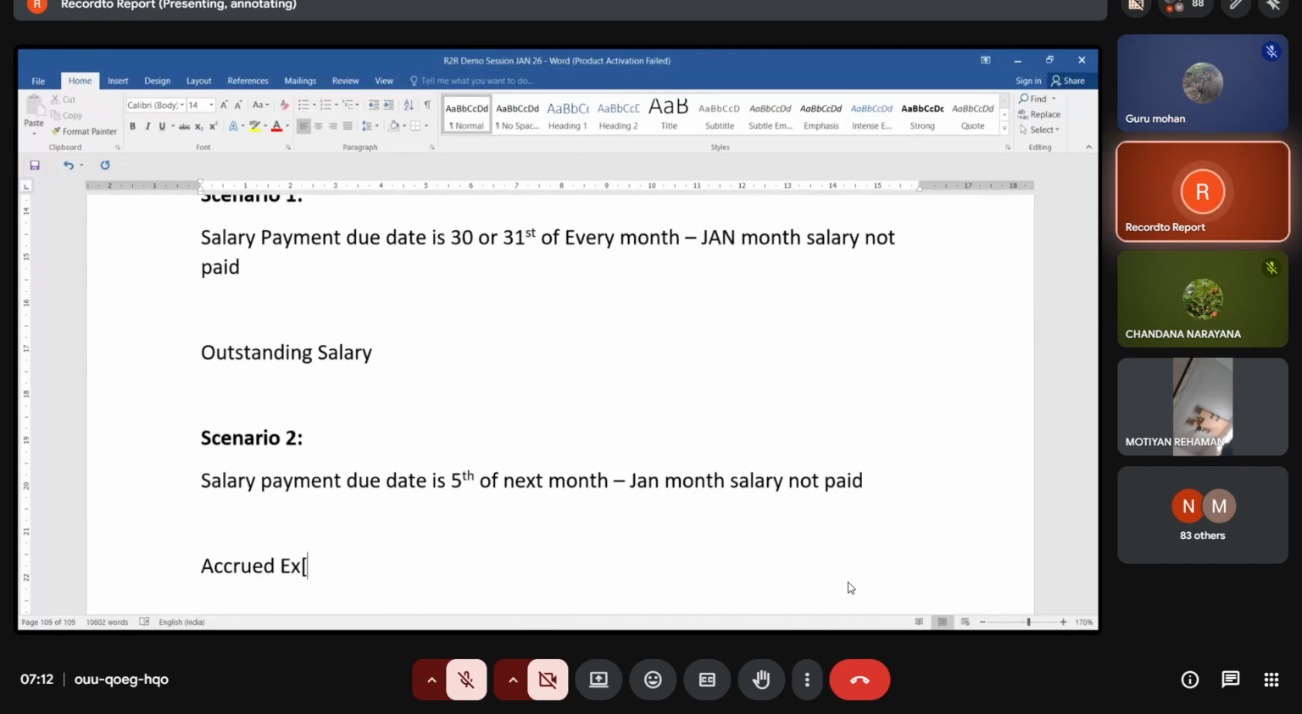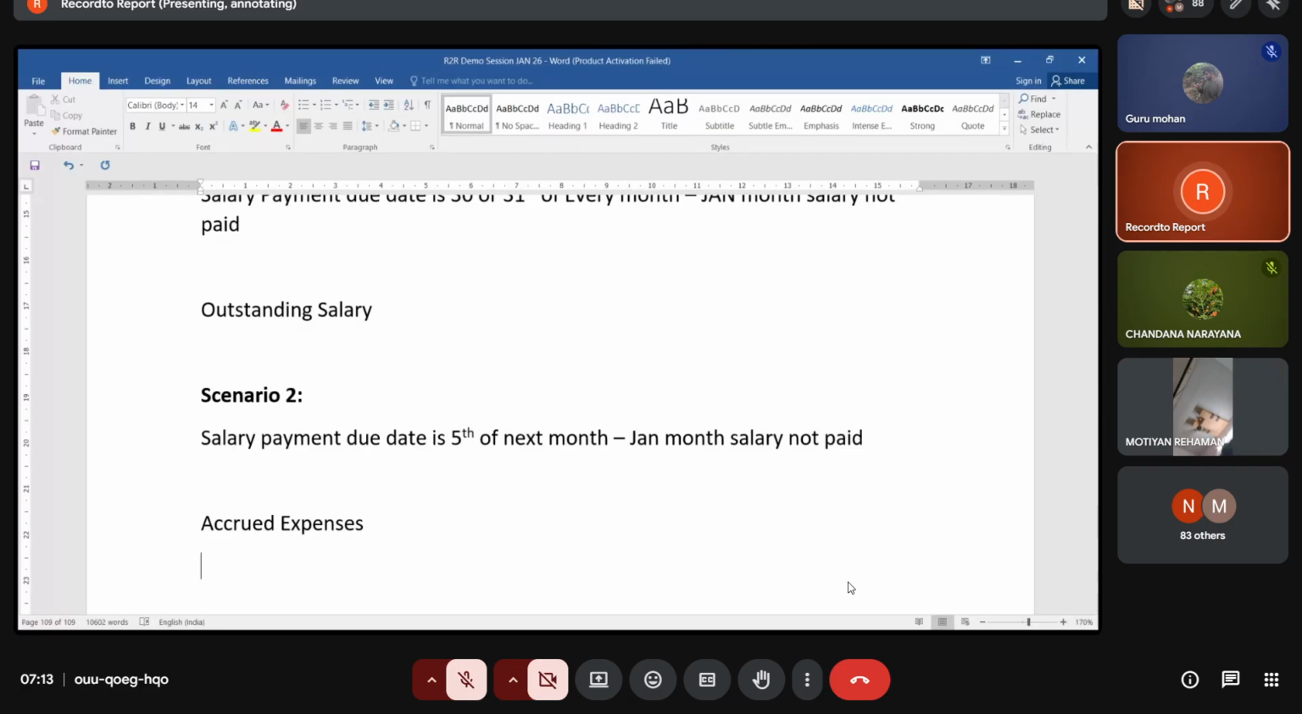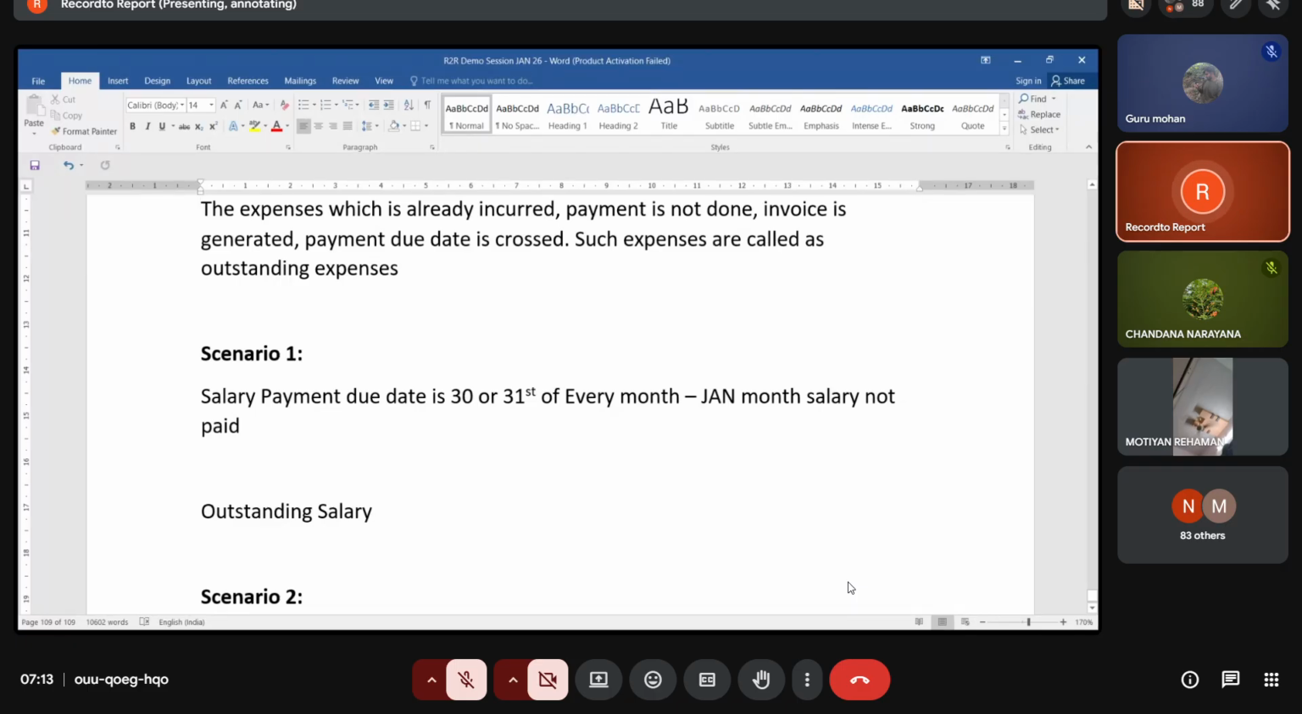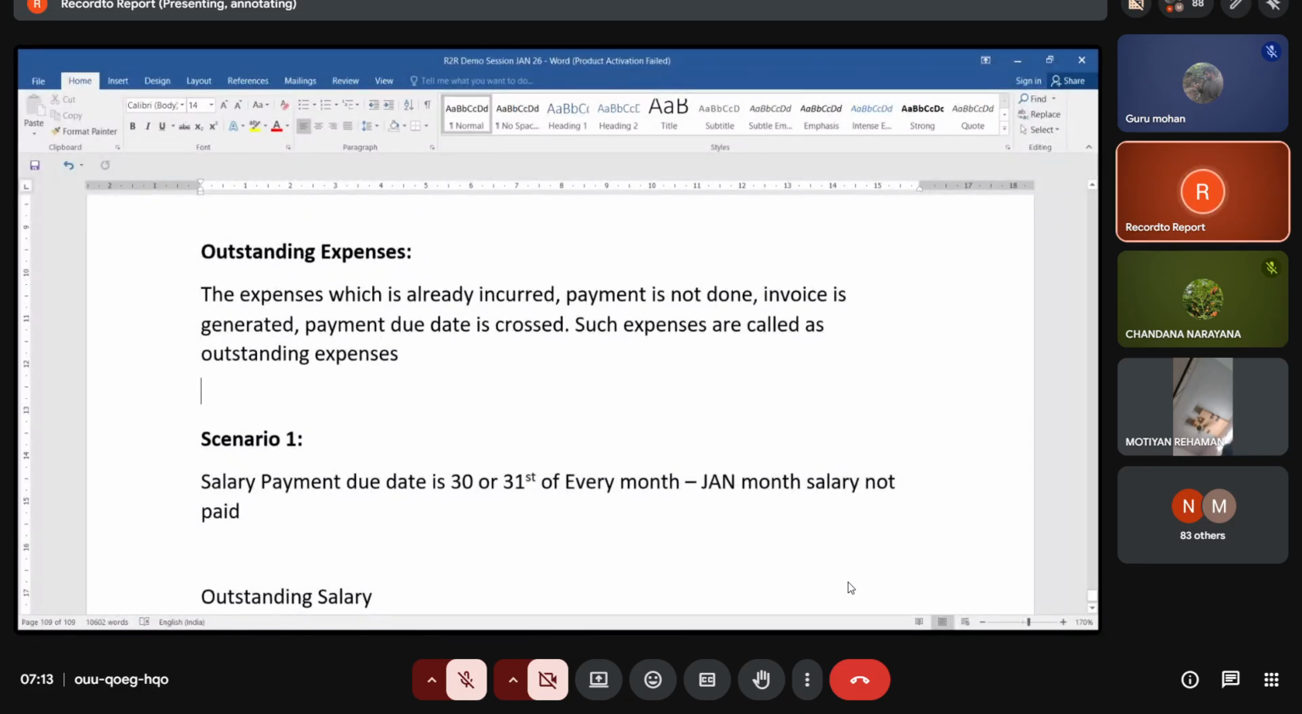So understand the difference between outstanding and accrued expenses. Outstanding is nothing but the expenses which have already been incurred, payment is not done, invoice is generated, and the payment due date is already crossed. So such expenses are called outstanding expenses, guys. Is the meaning of outstanding clear?